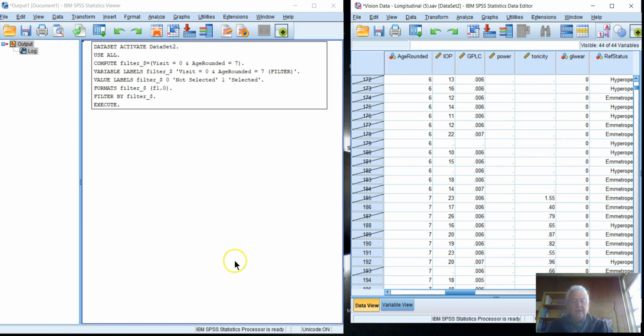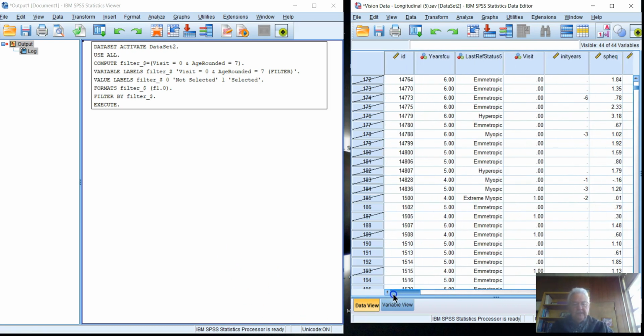Okay, now what we want to do is compare people who at the end of the study were myopes and those that were emmetropes. We want to see how they did, 7-year-olds who came in for the first time. And we want to compare their spherical equivalents between those two groups, myopes and emmetropes, and we want to also look at peripheral refraction.